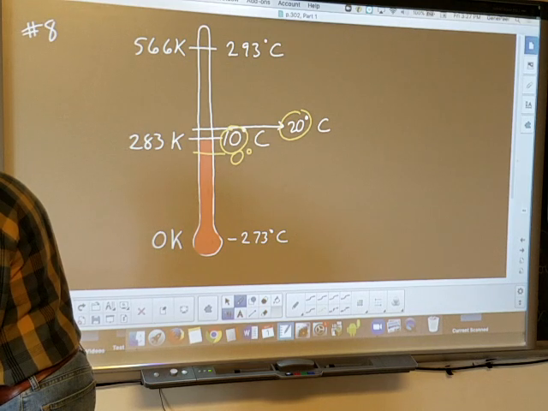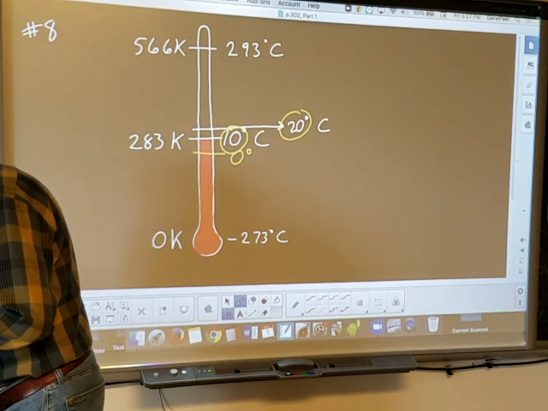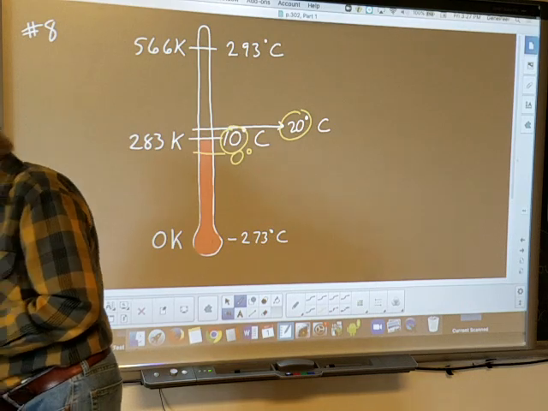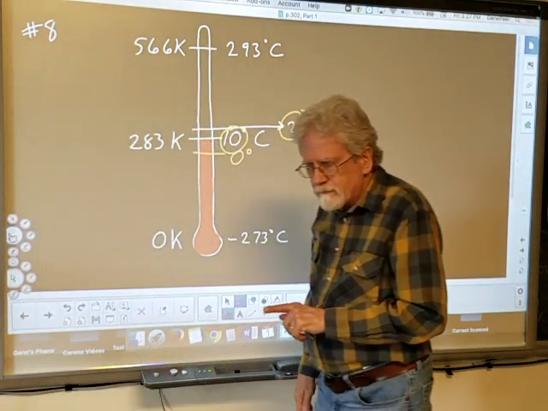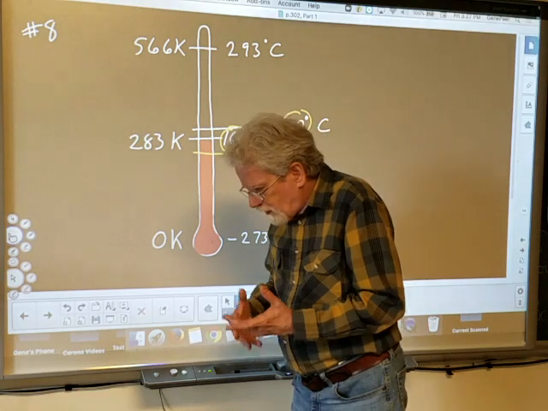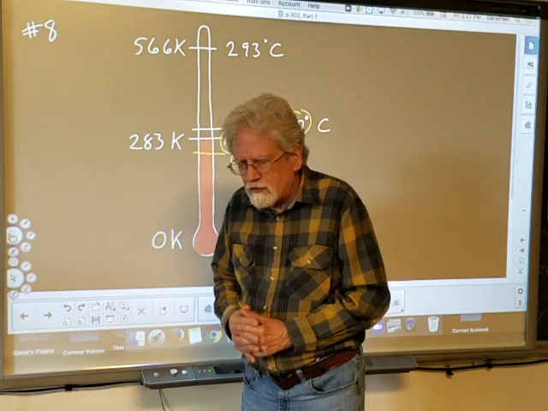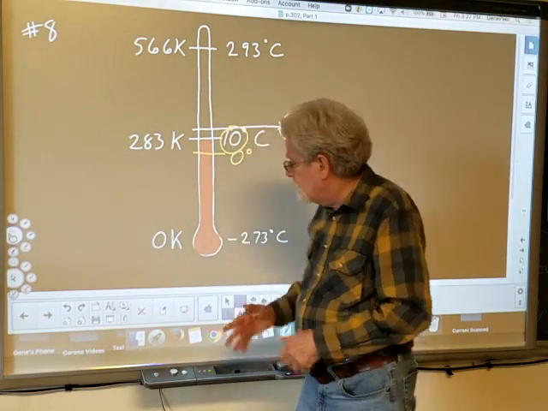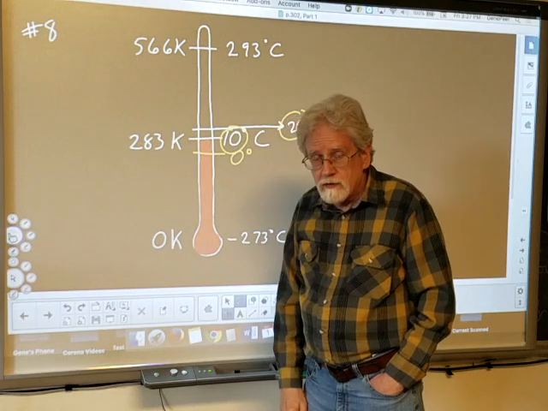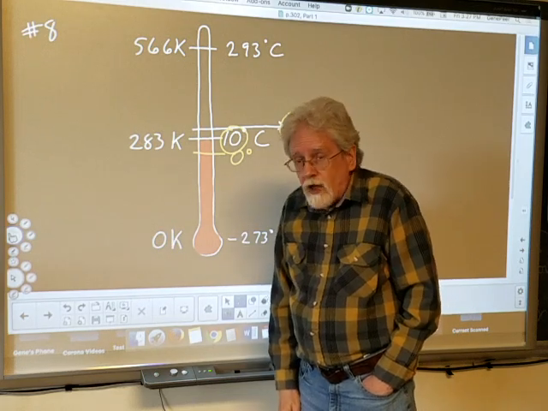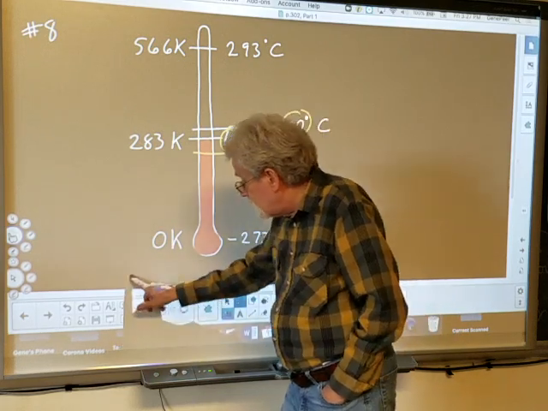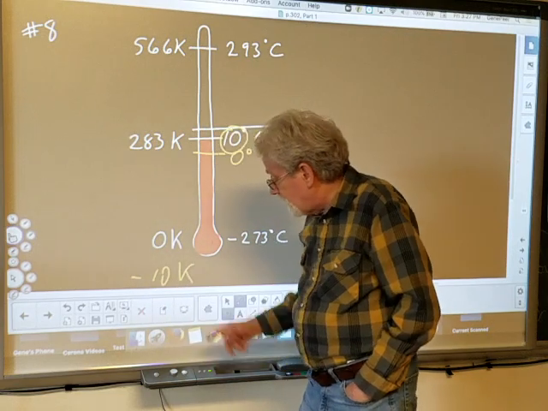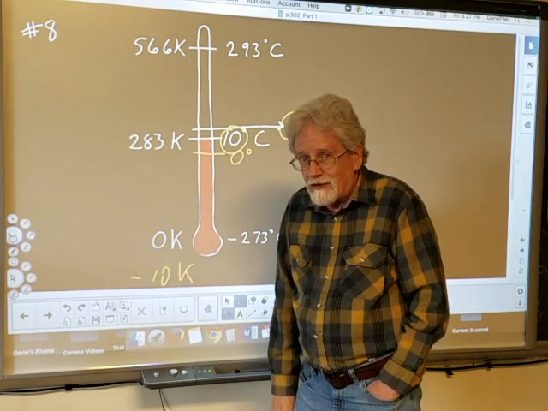Number 9. Why is there a minimum temperature but no maximum temperature? There's a limit to how cold something can get. Why is that? Well, because once you hit absolute zero, that's it, you're done. There's no such thing as negative 10 degrees Kelvin. That doesn't exist. It's silly.